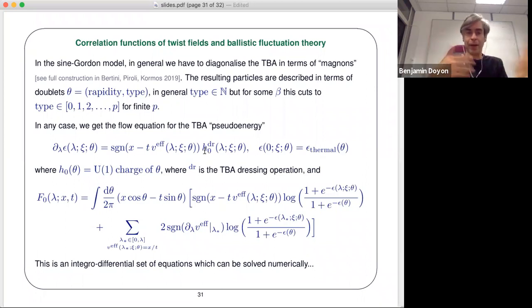So 1 or minus 1 or 0, that will be this, right? And you dress it with respect to the TBA dressing, with respect to the state in which you are, the state at lambda xi. It's relatively complicated, but it can be put in a computer and solved, this differential equation, with initial condition given by the pseudo-energy for the thermal state.